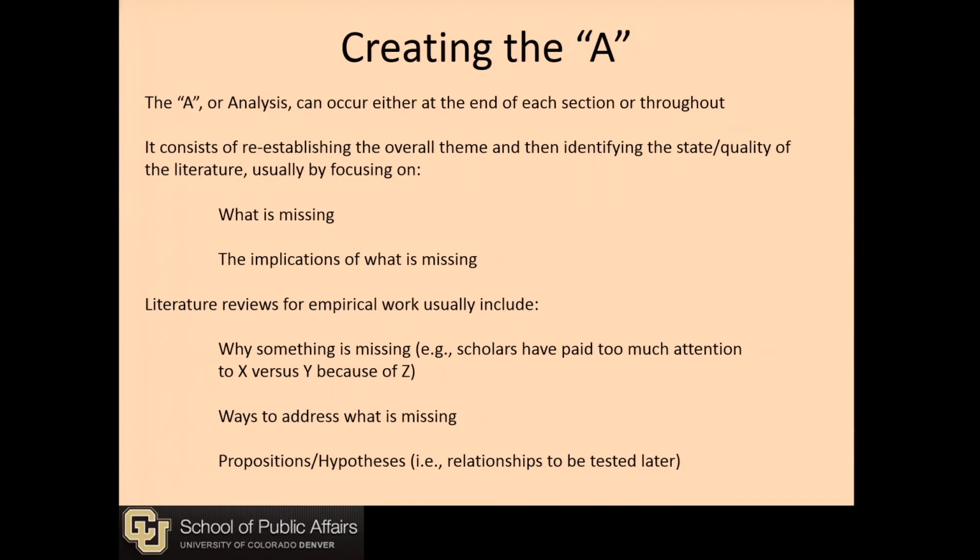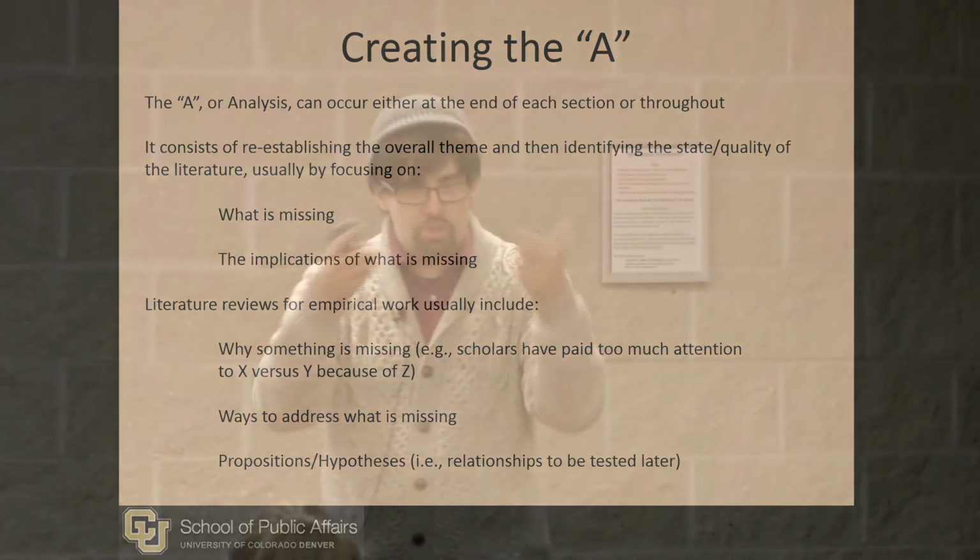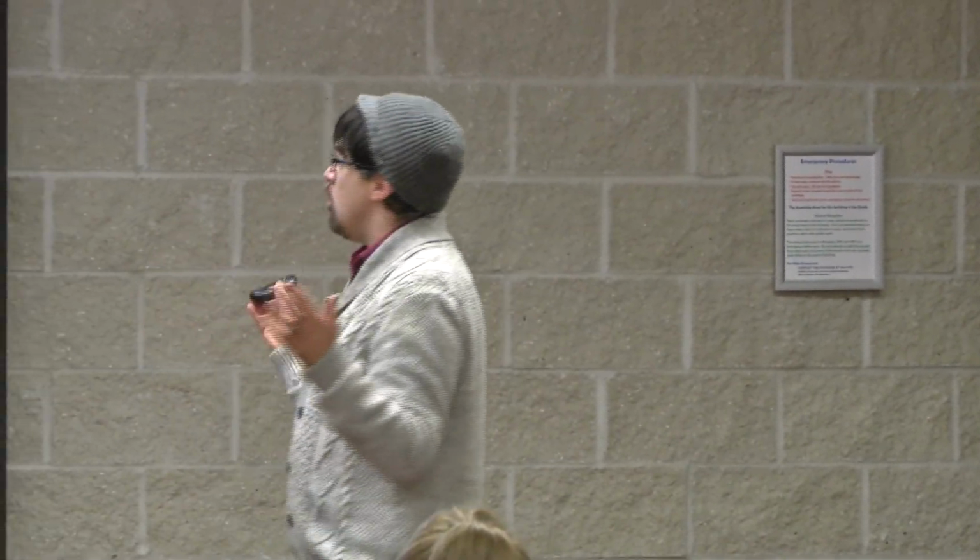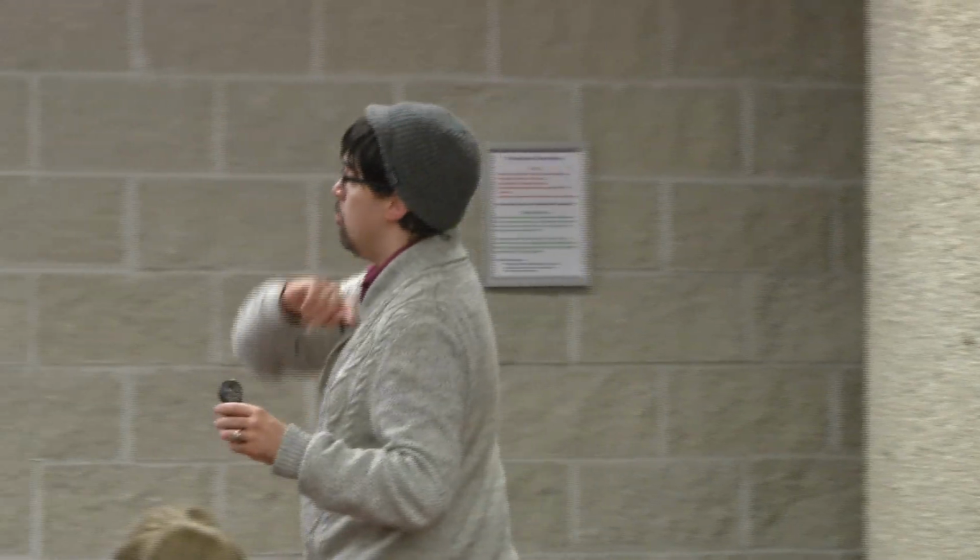It's usually better to have some analysis woven throughout, but have an analytical capstone sort of at the end of sections. But it basically consists, as you saw in both of these examples, of just reestablishing the overall theme and identifying essentially the state and quality of the literature. So you begin by saying what's missing and the implications of what's missing. How do their authors do this in the Latino Youth Sample?